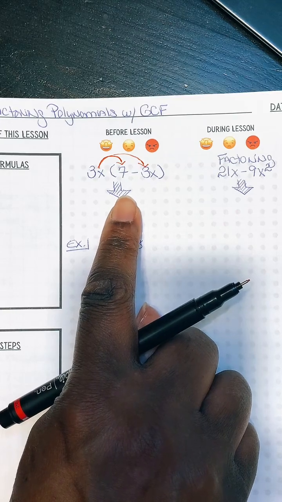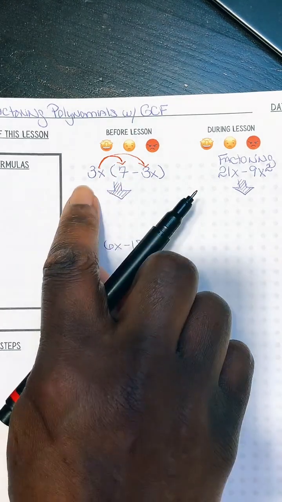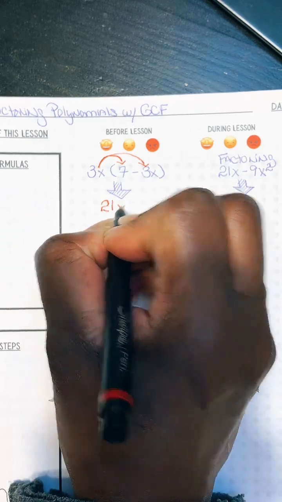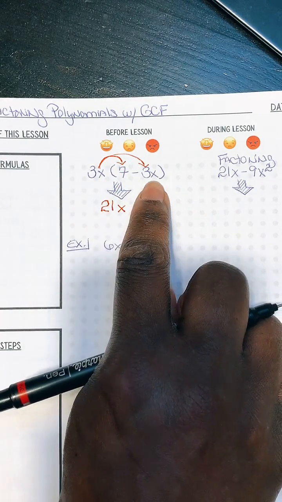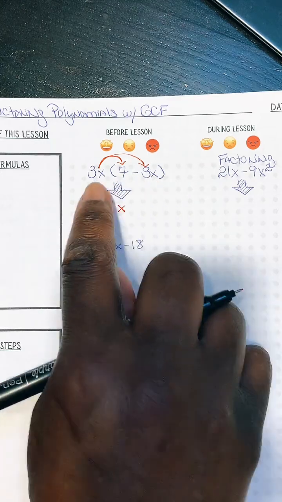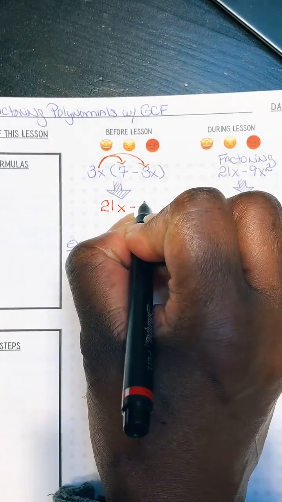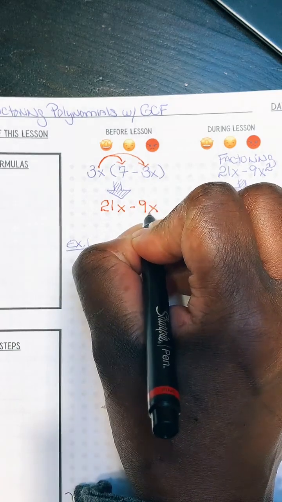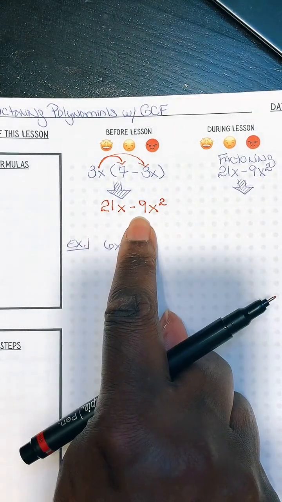So we have our 3x times the 7. 3x times 7 gives us 21x. And then 3x times negative 3x. Remember, when you're multiplying, you're adding the exponents. So a positive 3 times a negative 3 gives me a negative 9, and then x times x gives me x squared. That's the distributive property.